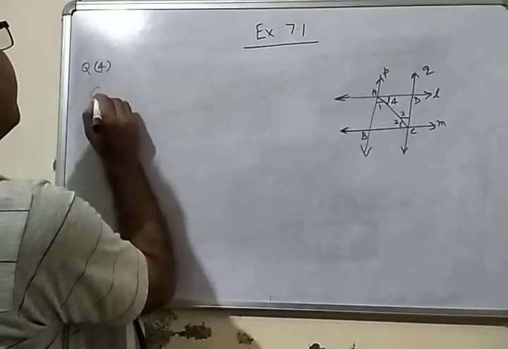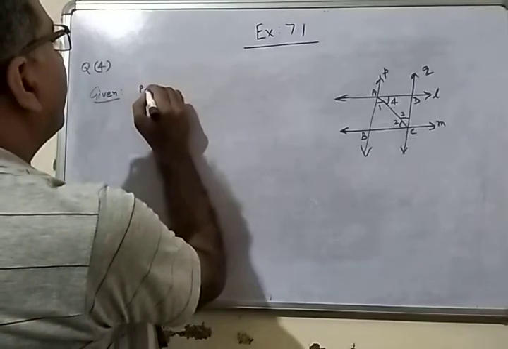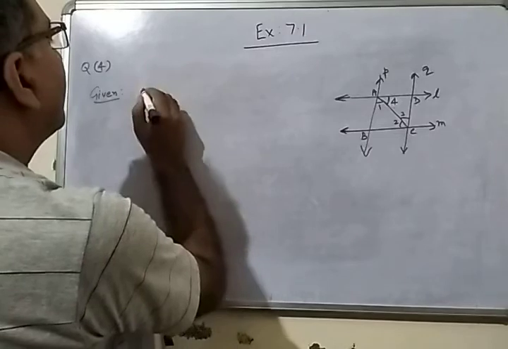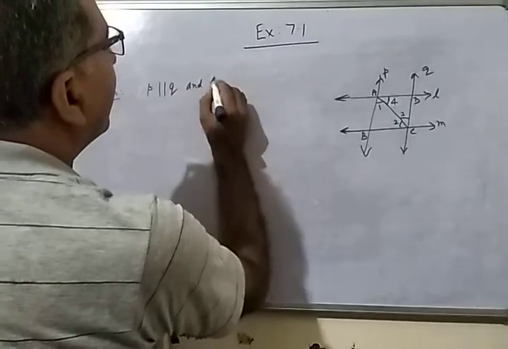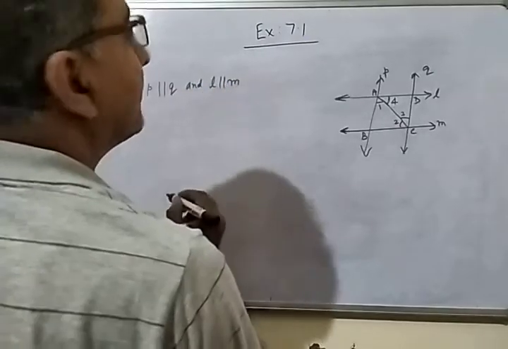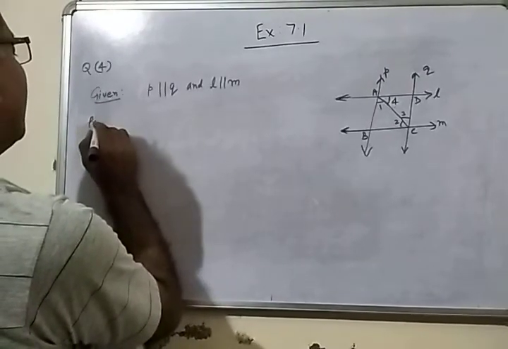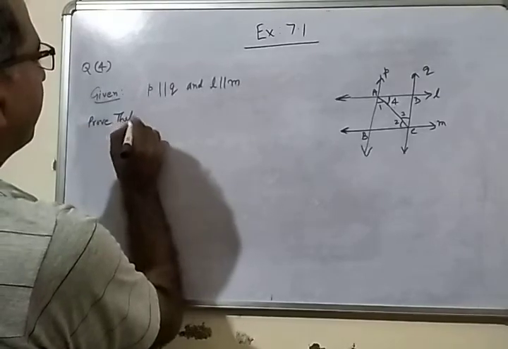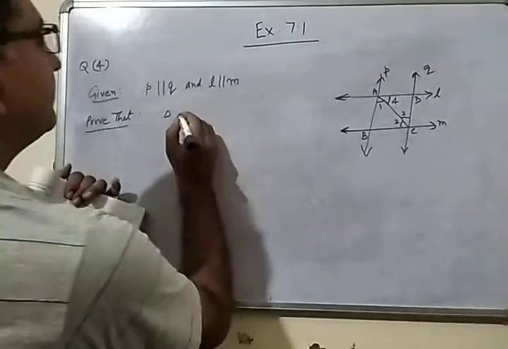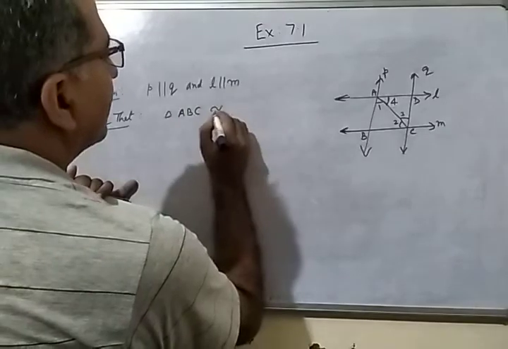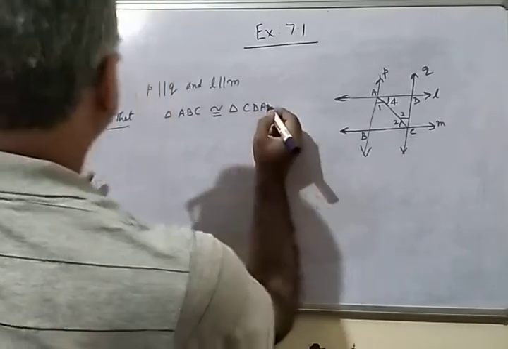First point is given: P parallel Q. Given lines P parallel Q and L parallel M. To prove that triangle ABC is congruent to triangle CDA. Proof.